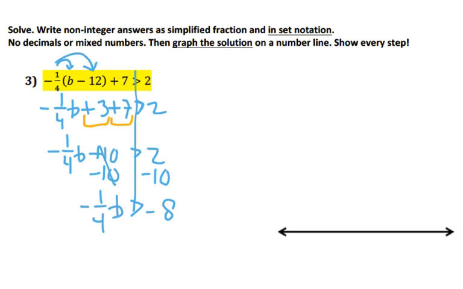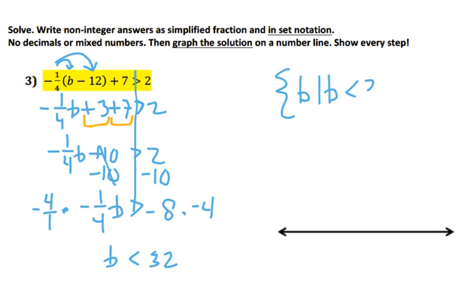And then we have this 1/4. So we're multiplying negative 1/4 to b, so we can multiply by negative 4/1, the reciprocal. And we'll multiply both sides by negative 4/1, or just negative 4, because negative 4 divided by 1 is negative 4. So on the left we get b. On the right, negative 8 times negative 4 is 32. And our inequality sign is going to flip because we multiplied by a negative. So b is less than 32.